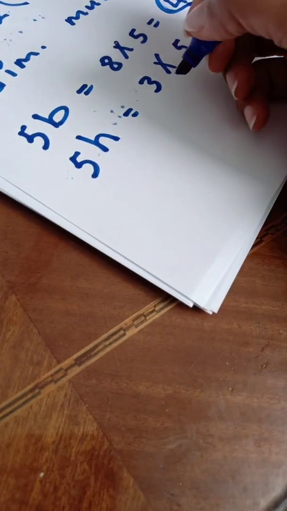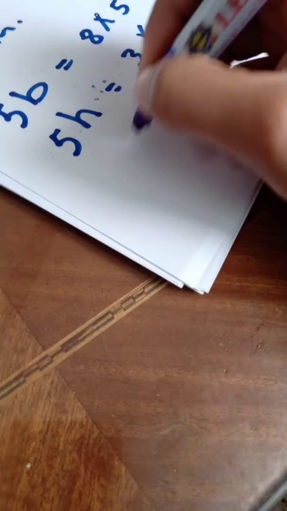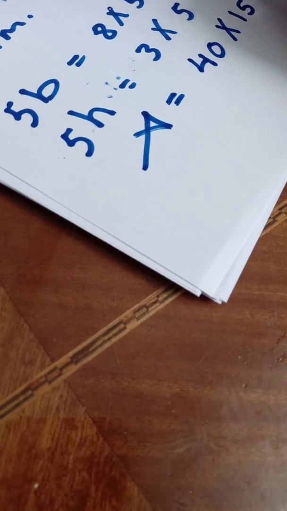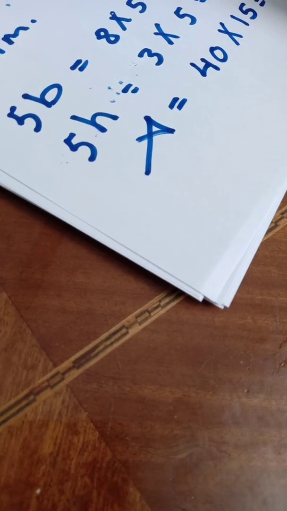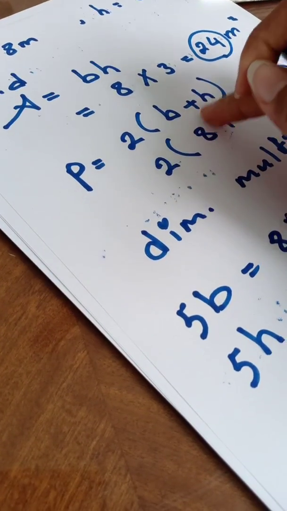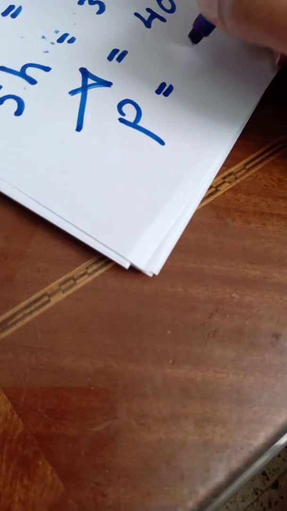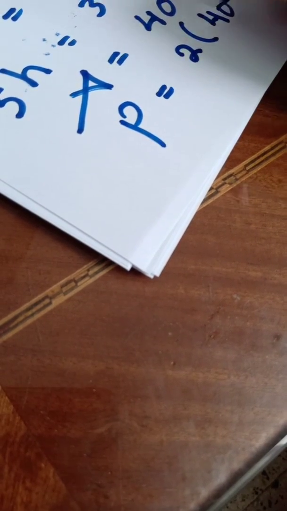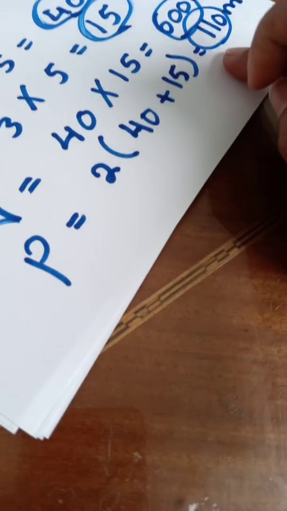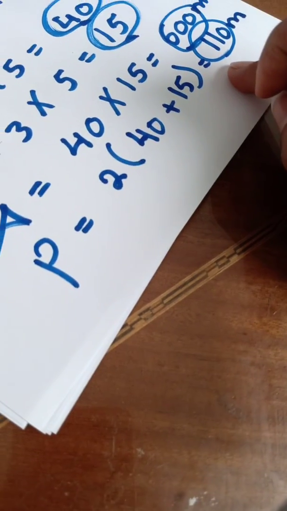Let's find the area and the perimeter after multiplying the dimensions by 5. The area will be 40 times 15. This gives 600 square meters. And the perimeter, according to the rule of 2 multiplied by base plus height, gives 2 times 40 plus 15, which equals 110 meters. This is the new area and perimeter after multiplying the dimensions by 5.